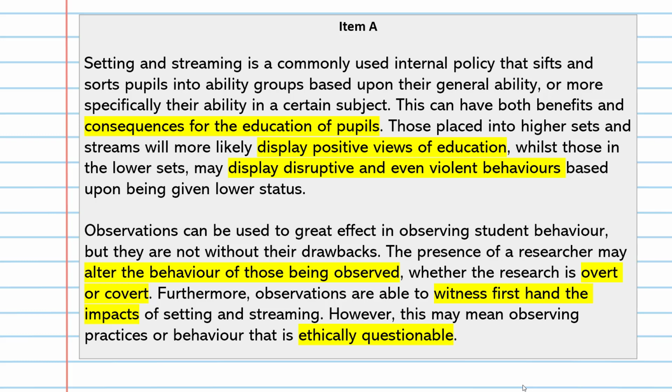Furthermore, observations are able to witness the impacts firsthand. So we might be able to get a really good insight into what is happening, and lots of qualitative data on setting and streaming. However, this may mean observing practices or behaviour that is ethically questionable, which links back to displaying disruptive and violent behaviours. It may link back to the behaviours that teachers show if they are treating students negatively, which has an impact on their education. This could have consequences. These are lots of things that you could consider.